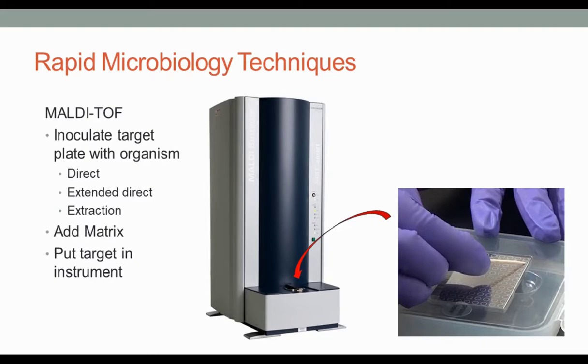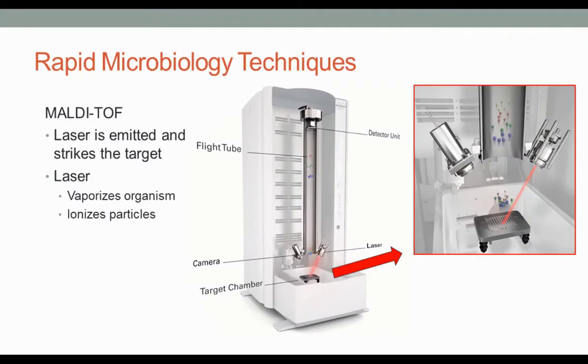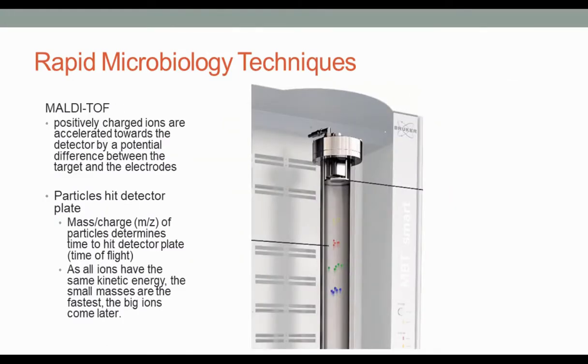Once the organism dries on the target plate, a matrix is added, which absorbs the irradiation of the laser and helps the ionization of the particles. The target plate is then placed into the instrument. Once the target plate is in the instrument, a laser is emitted that will strike the organism well on the plate. This causes 2 things to occur. The organism is vaporized, and the particles that are created are ionized, giving them a positive charge.